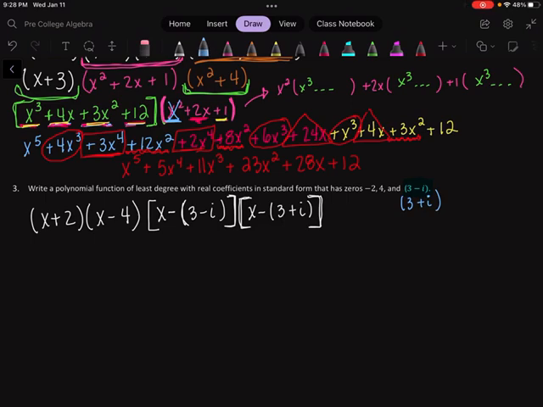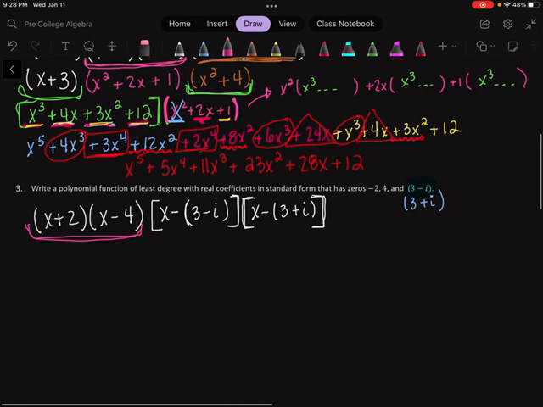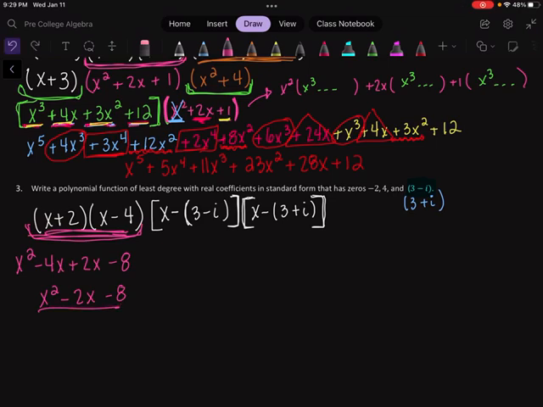So the best thing to do is to FOIL this first, and then I will show you how to simplify these complex numbers to make it look nicer. So let's go ahead and FOIL. That's x squared, and if you need to do it out, minus 4x plus 2x minus 8. So that's x squared minus 2x minus 8. And again, if you just want to go straight from this guy to this guy, I am okay with that.